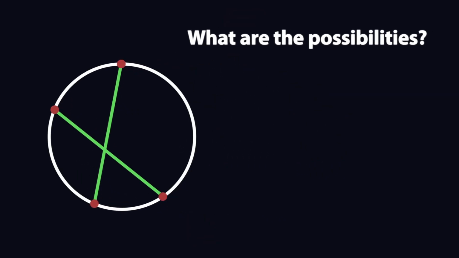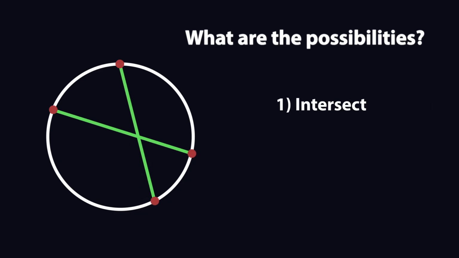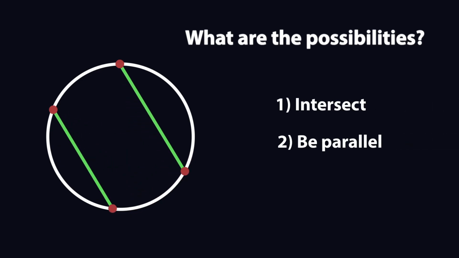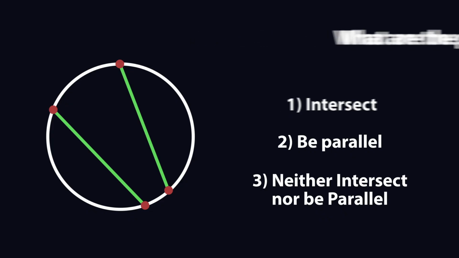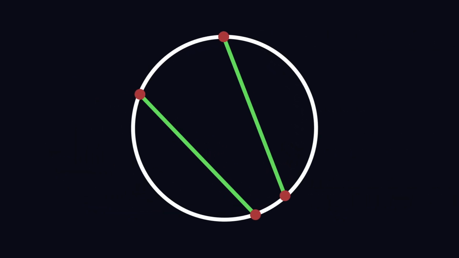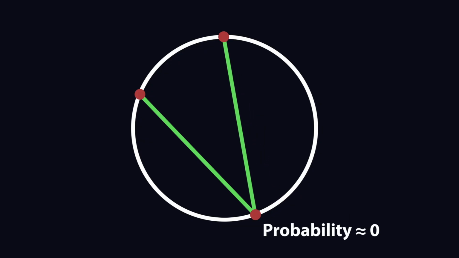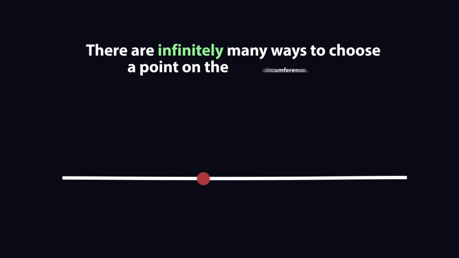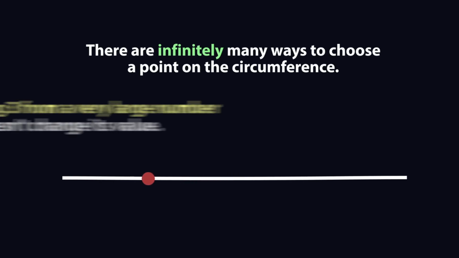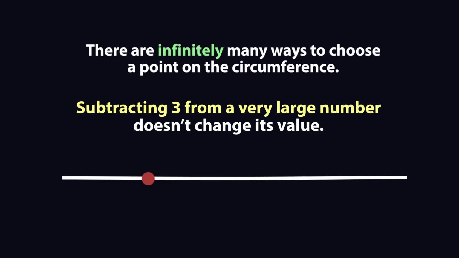What are the possibilities? First, they might intersect. Secondly, they might be parallel. And lastly, they might not intersect and also not be parallel. Although two chords could theoretically overlap or share an endpoint, the probability of this happening is infinitesimally small. That's because you select chords among infinitely many possibilities, and including or excluding these edge cases doesn't significantly affect the probability.